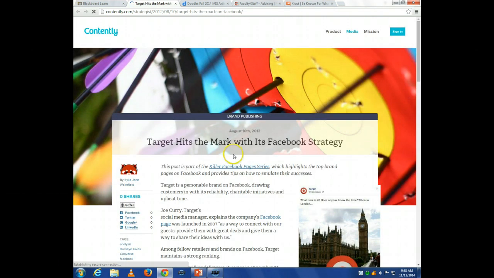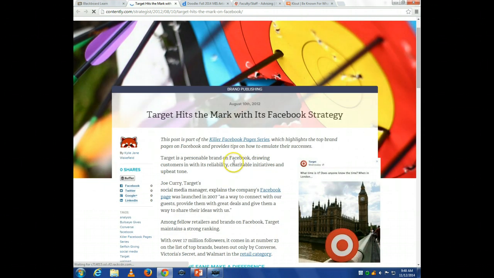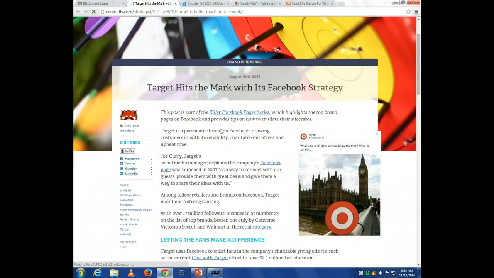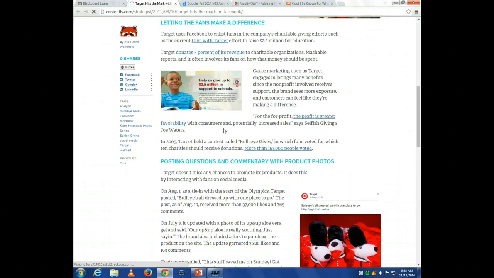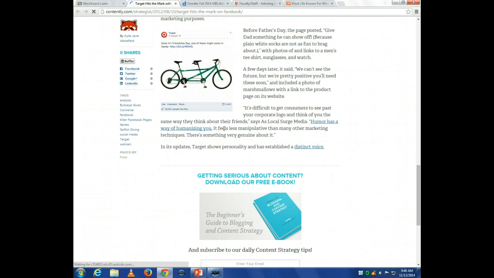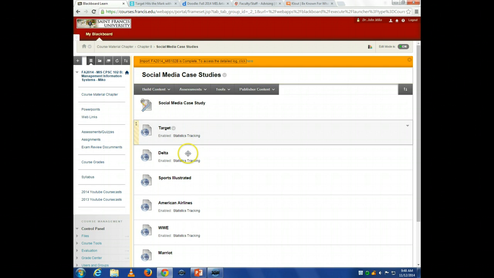It's on Contently. They're a little bit old. They're from August 2012, so a little bit older, over 2 years old. But it talks about how Target uses Facebook to implement its strategy. It's not very long, about a page and a half. I want you to read that case study, and then answer these questions.